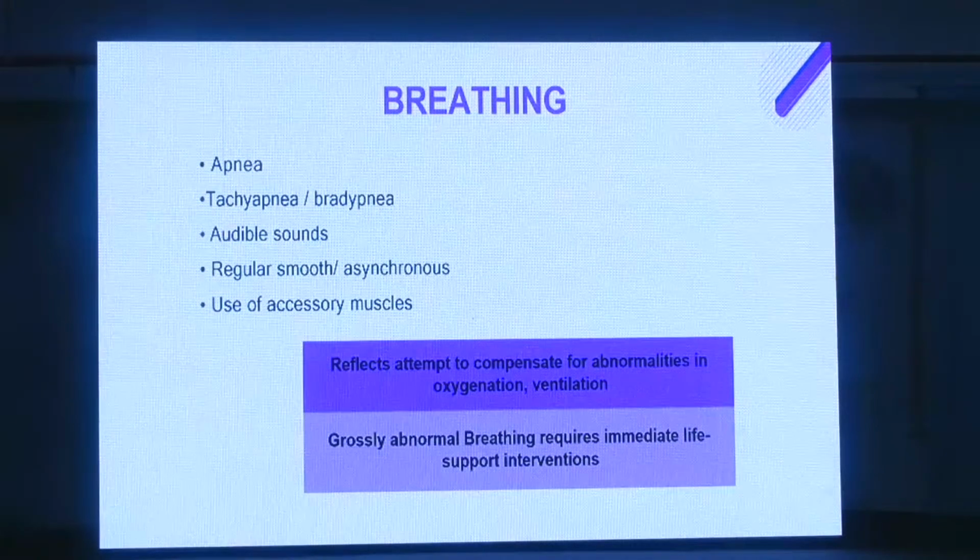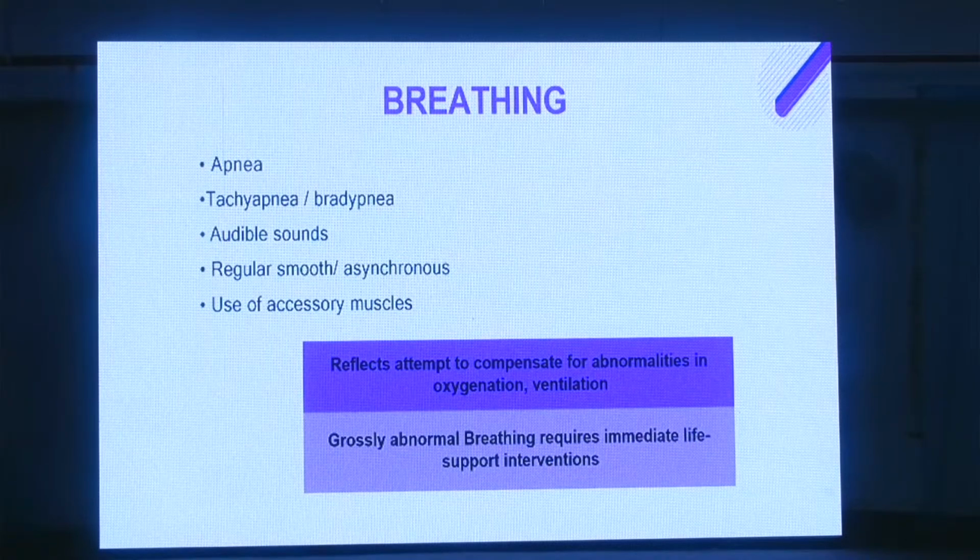Then in breathing, several main concepts are there: apnea, tachypnea, and bradypnea. When the respiratory rate is increased, it is tachypnea; when the respiratory rate is decreased, it is bradypnea. Then whether there are any audible sounds while the baby is breathing, even ones we can hear without auscultation. With a stethoscope, we can hear wheeze or crackle sounds. That is called audible sound. Then regular or asynchronous breathing, and use of any accessory muscles.